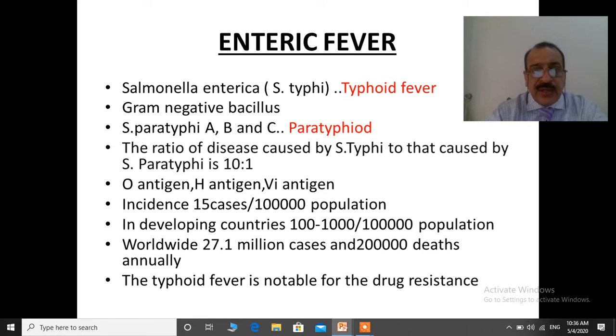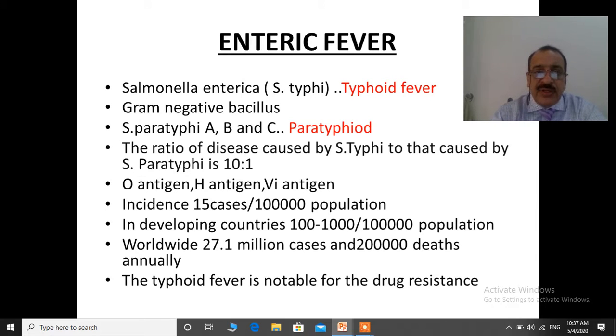Now, what is enteric fever? Enteric fever encompasses two important diseases. One is typhoid fever and the other is paratyphoid fever. The terms enteric fever and typhoid fever are used interchangeably or synonymously. Now, the Salmonella enterica, also known as Salmonella typhi or Salmonella typhimurium, causes a disease which is called typhoid fever. The Salmonella enterica or Salmonella typhi is a gram-negative bacillus. Salmonella paratyphi A, B, and C cause a disease of milder intensity, and it is known as paratyphoid.